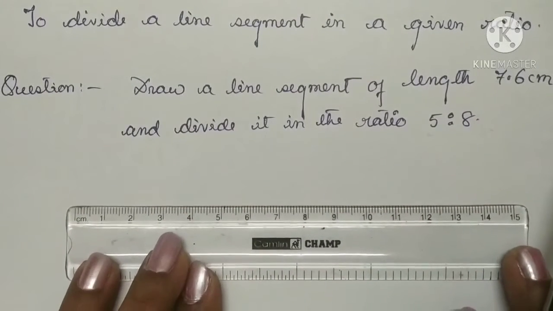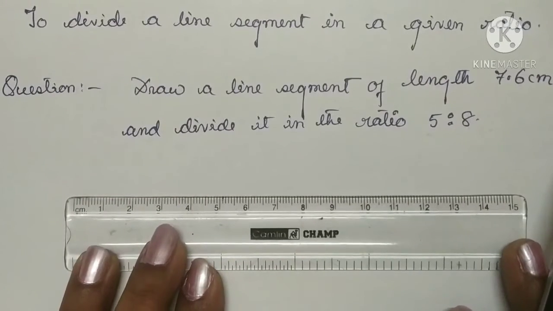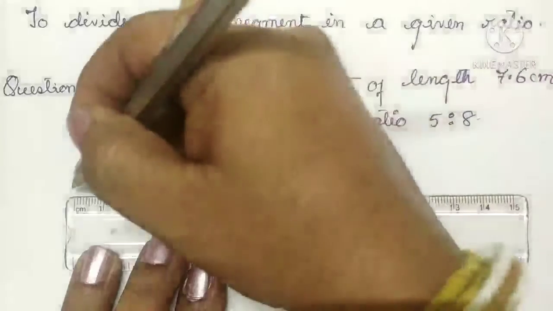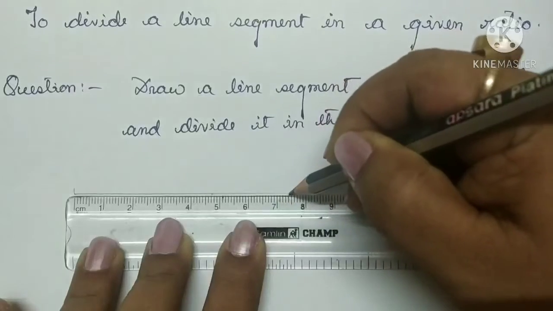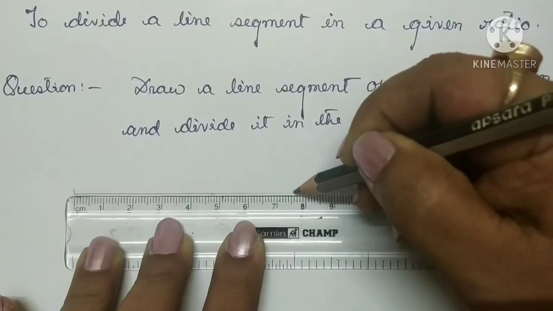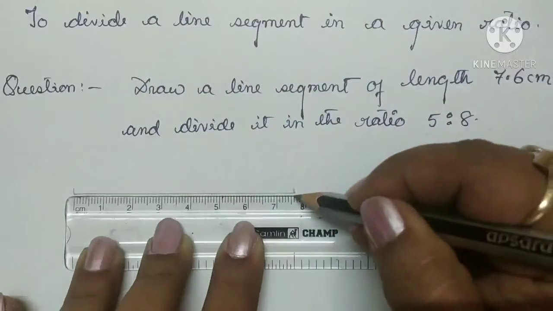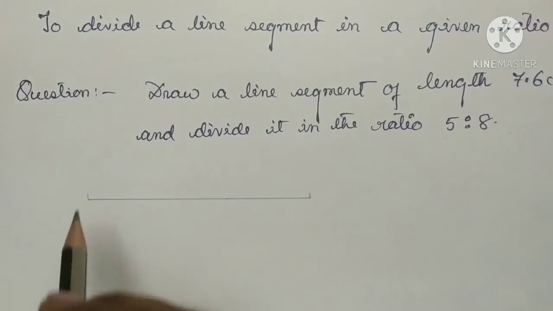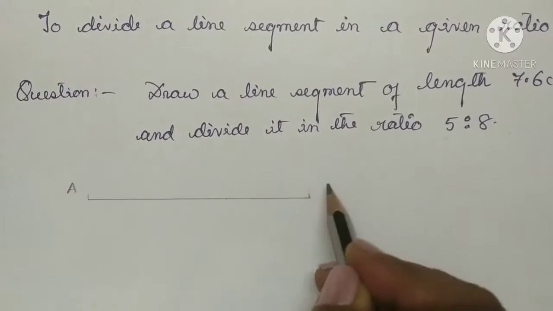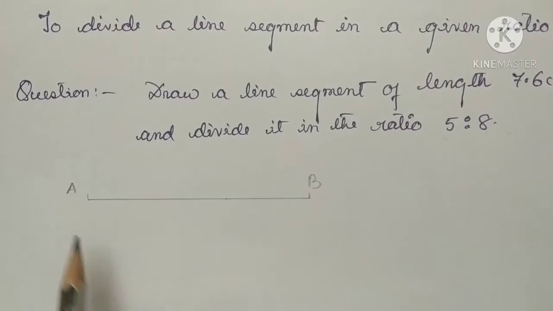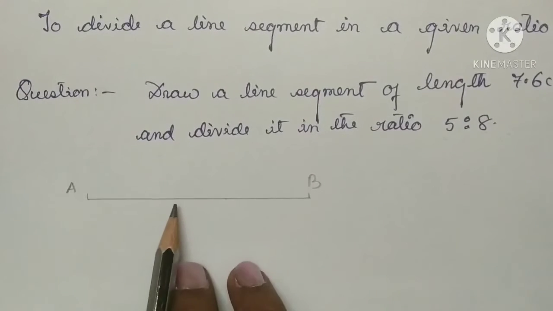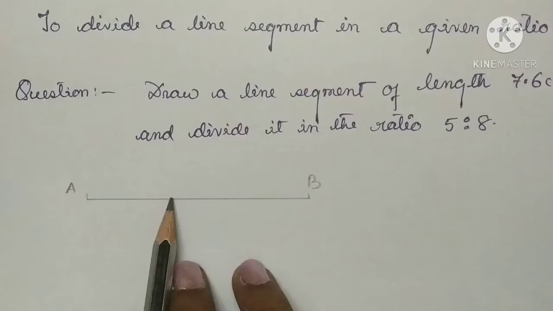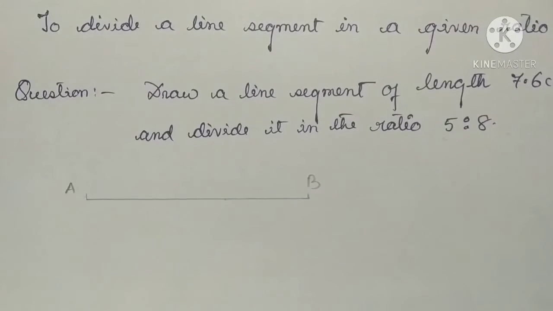First, we have to draw the line segment whose length is given. So here it is, 7.6 centimeter. So we have drawn the line segment 7.6 centimeter, and I have given this the name AB. So this line segment AB has to be divided in the ratio 5:8. Means we need some point here in such a manner. Suppose if I take that point to be C, then we have to take it in such a manner that AC is to CB is equal to 5:8.